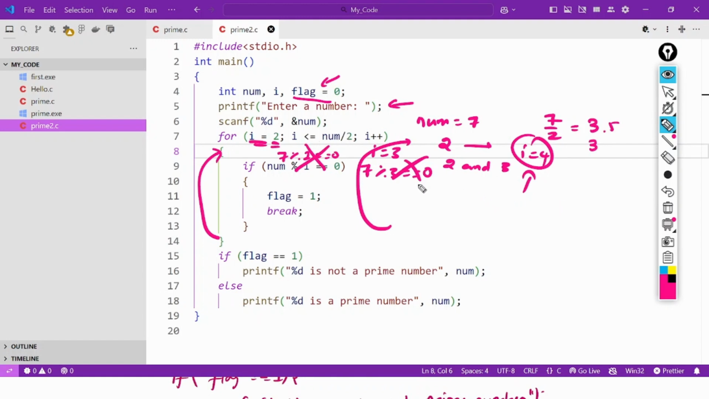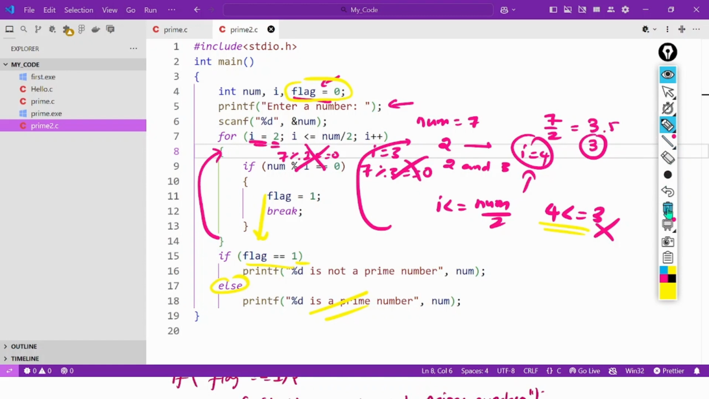It is false. So again it will go back, increment i to 4, which is going to make our statement wrong, because the condition is i should be less than or equal to num divided by 2. It means 4 is less than or equal to 3, which is not right. That's why it will exit the loop. It will check the flag value. Since the flag value is not changed, we are going to go to the else statement and execute that one.